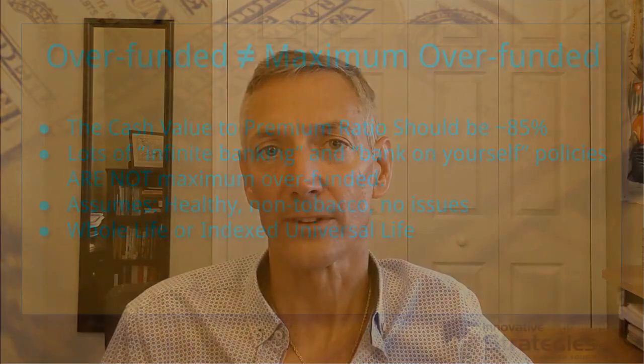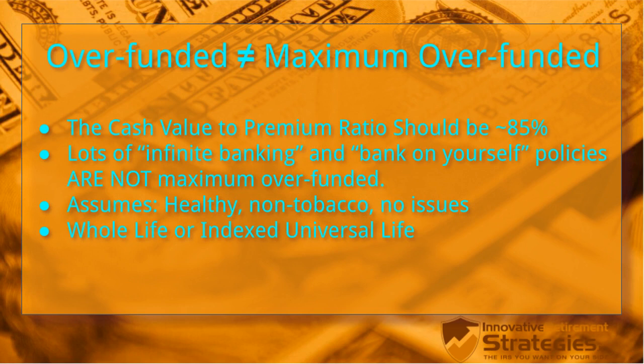So the first trick is not necessarily a trick, but in order for you to make sure that you're getting the best optimized policy design and the agent isn't getting a higher commission, it's important to understand that overfunded doesn't necessarily mean maximum overfunded life insurance. A lot of the illustrations that you'll see from the private banking types like infinite banking, bank on yourself, be your own bank, these are typically policies that have a much higher death benefit than the absolute minimum.